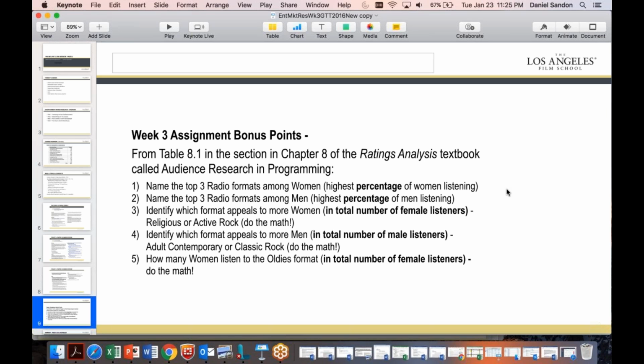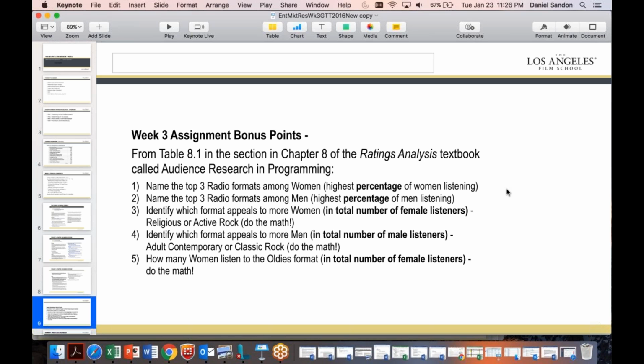Okay, but I want you to tell me, do more male listeners listen to adult contemporary in total or classic rock? The percentages are pretty different, but the total number of male listeners is very similar. So tell me which one has more male listeners. Finally, number 5, how many women listen to the oldies format?